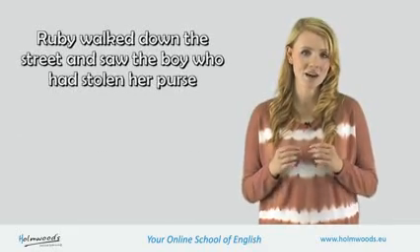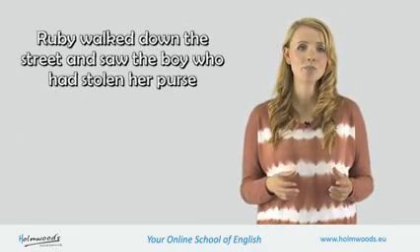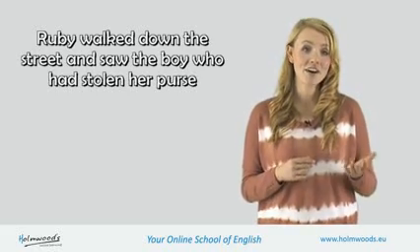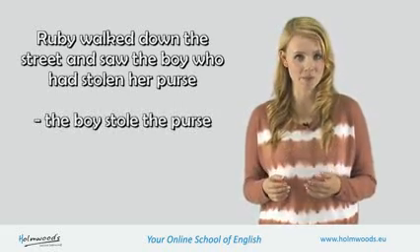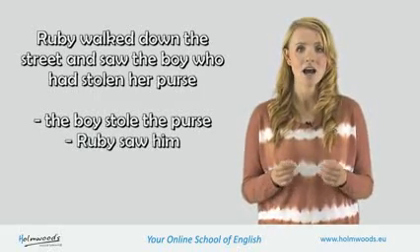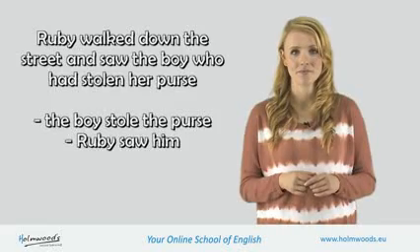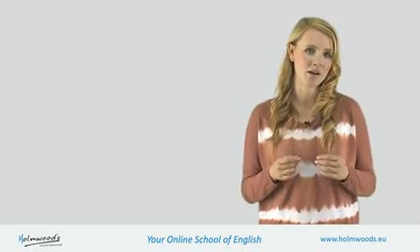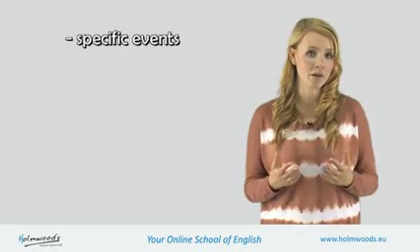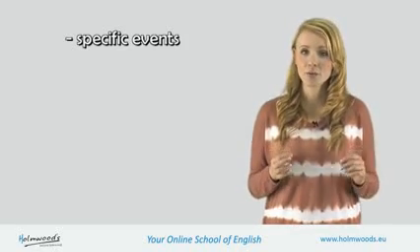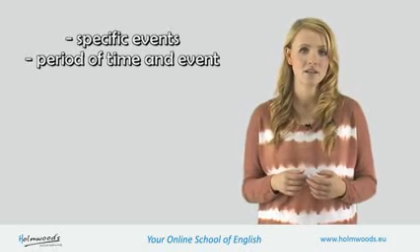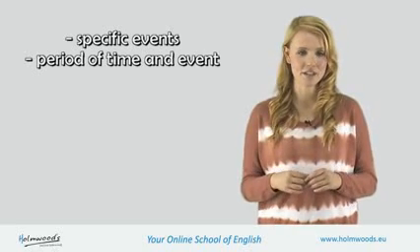Ruby walked down the street and saw the boy who had stolen her purse. First, the boy stole Ruby's purse and then Ruby walked down the street and saw him. The events in the past can be specific events, like the examples above, or it could be a period of time and an event. Look at the next set of examples.